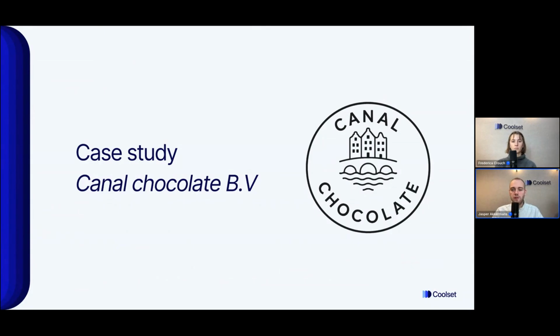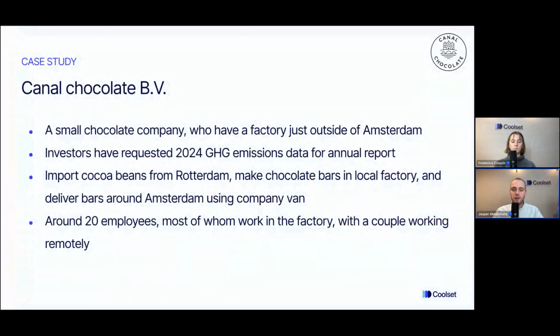So to give a bit of an overview before we dive into their specific emissions, Canal Chocolate is a small chocolate company who have a factory just outside of Amsterdam, and investors have requested 2024 greenhouse gas emissions data for their annual report. They import cocoa beans from the harbor in Rotterdam, make chocolate bars in the local factory, and deliver bars around Amsterdam using a company van. They have around 20 employees, most of whom work in the factory, with a couple working remotely. So that's a bit of background on the company itself.